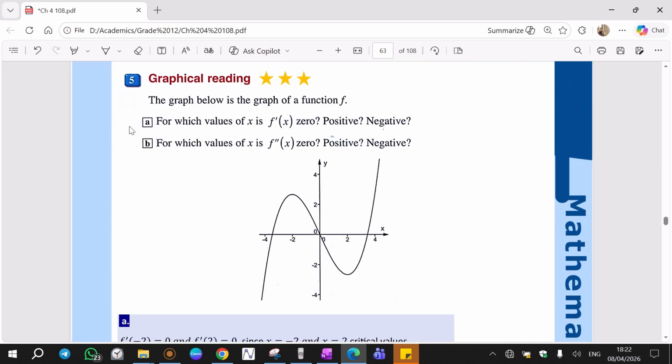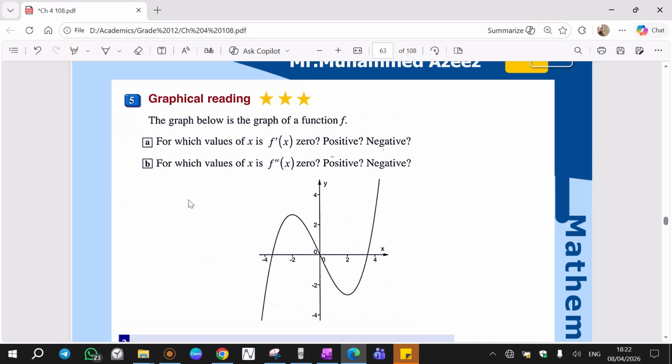Now we have a very, very important question. Pay attention to this question. This is relating everything you learned in chapter 4, section 2. A. Firstly, on the graph, it's not written f prime. We don't know what this graph is, but it is given. The graph below is the graph of f. Write f here, so later you don't mistakenly think it's f prime. Okay, this given graph is f.